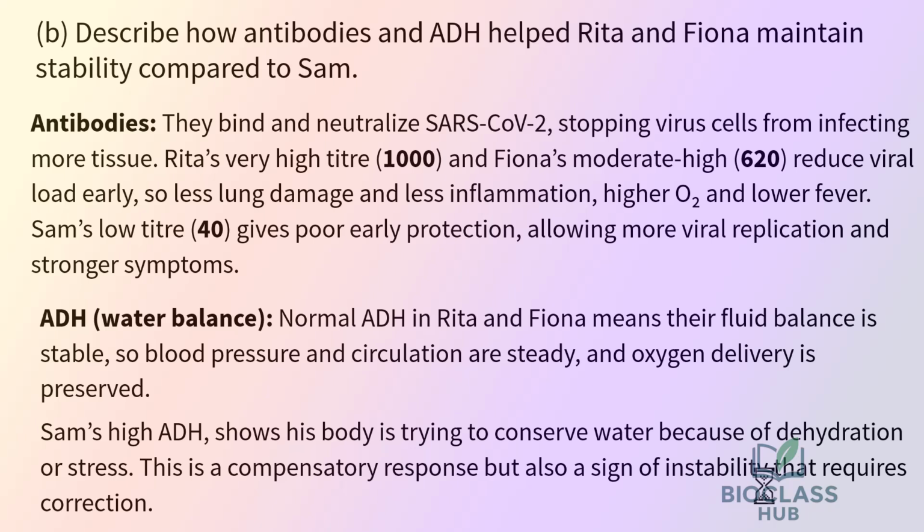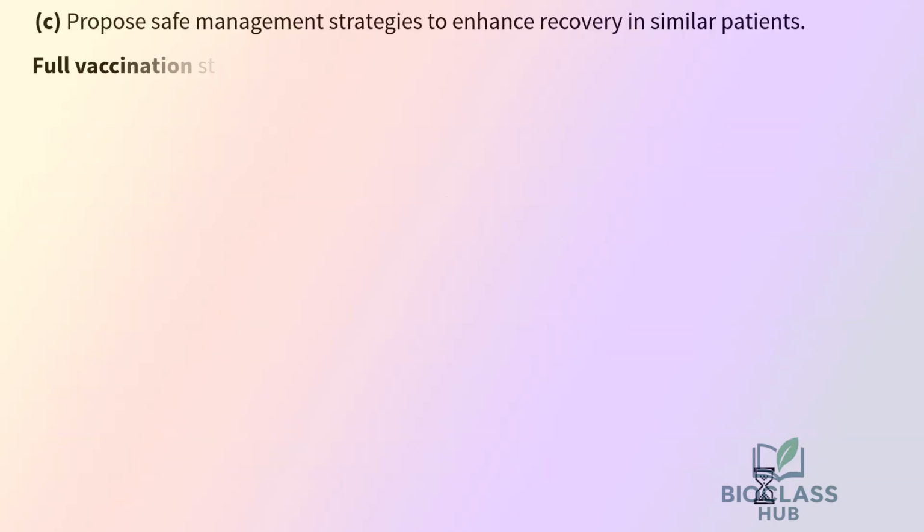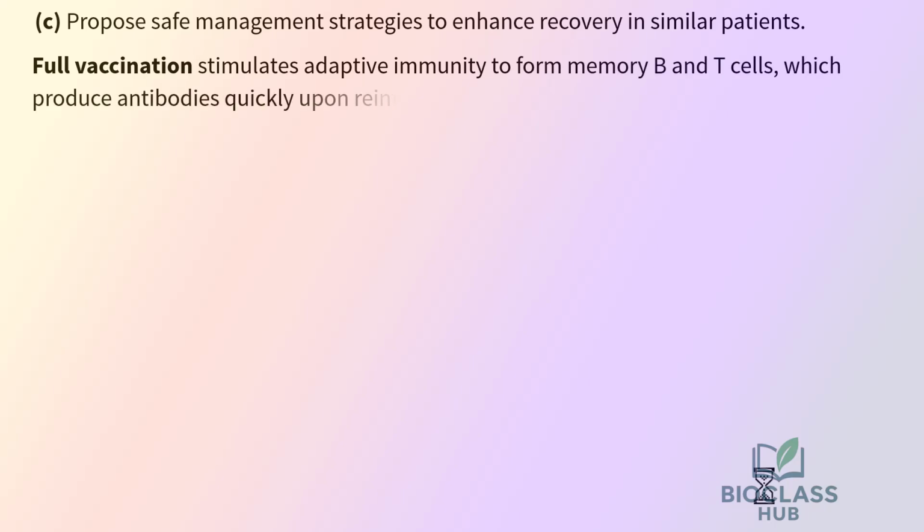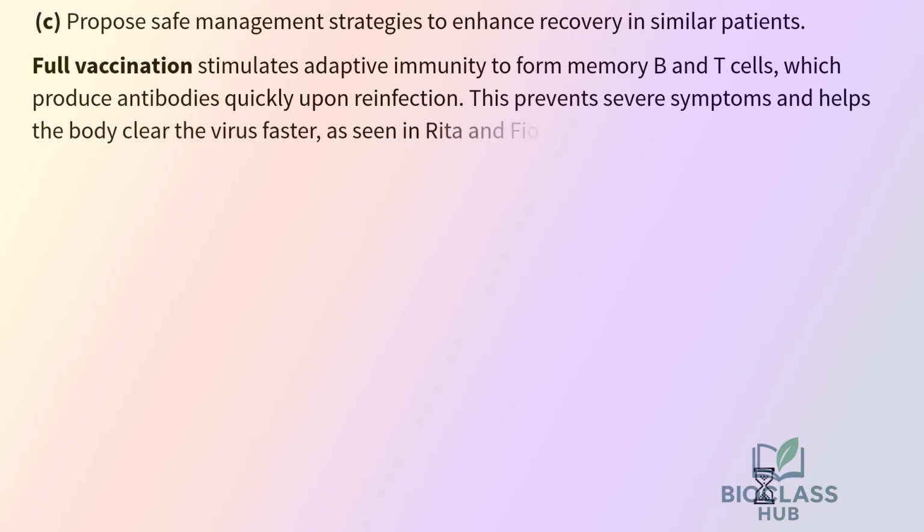Full vaccination stimulates adaptive immunity to form memory B and T cells, which produce antibodies quickly upon reinfection. This prevents severe symptoms and helps the body clear the virus faster, as seen in Rita and Fiona.